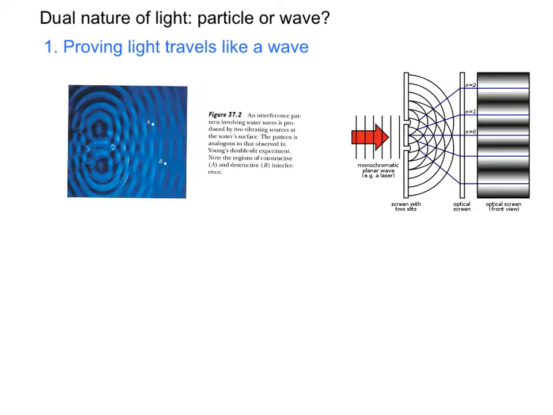In order to talk about light and how it acts like a wave, what I mean by that is that it's got a measurable wavelength and frequency. So it travels like this, just like a water wave. How do we know that? We know that because we can look at how it behaves under certain circumstances.